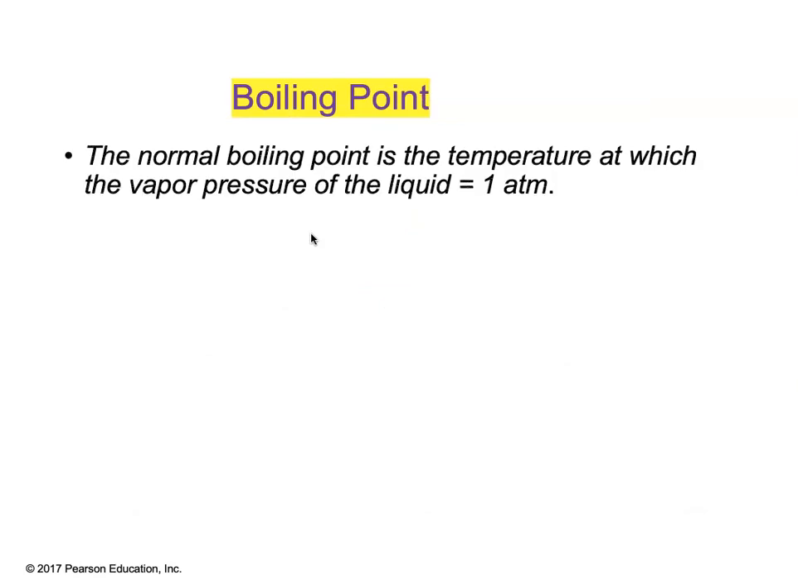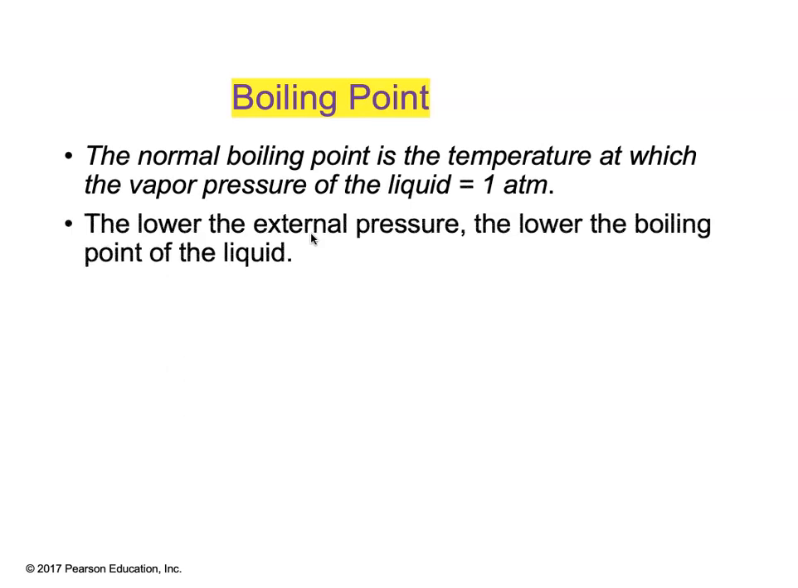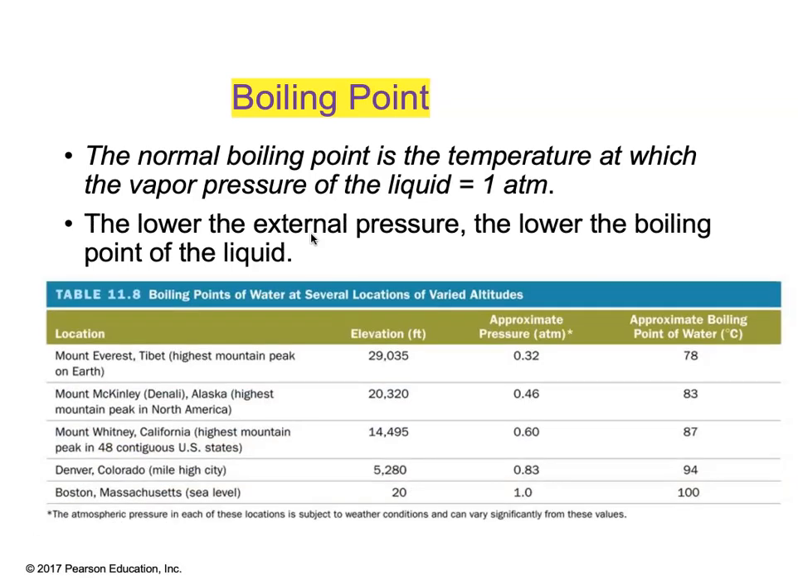So the normal boiling point is the temperature at which the vapor pressure of the liquid equals 1 atmosphere. The lower the external pressure, the lower the boiling point. You already had that. Okay. We see at Boston, elevation 20 feet, approximate boiling point of water, 100 degrees centigrade because the air pressure is approximately 1 atmosphere. Go to Denver, Mile High City. Of course, I don't know if it's actually a mile, 5,280 feet equal a mile, but close enough.